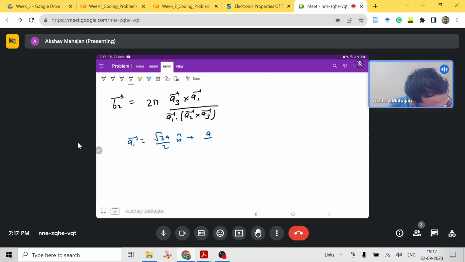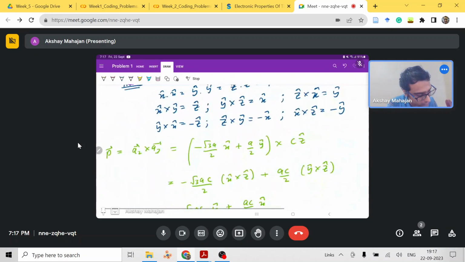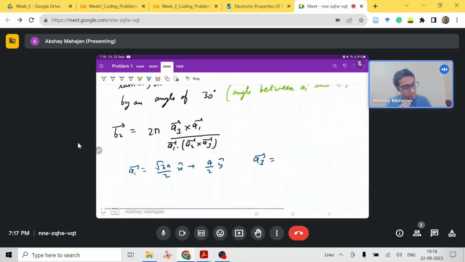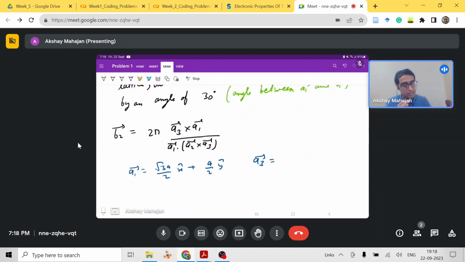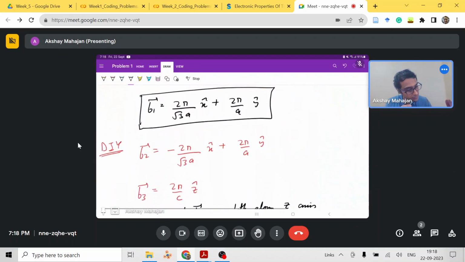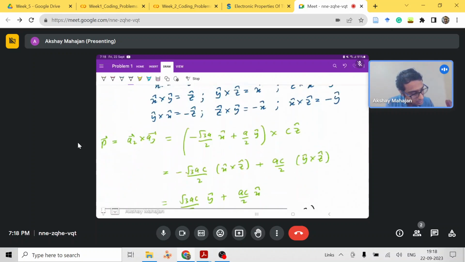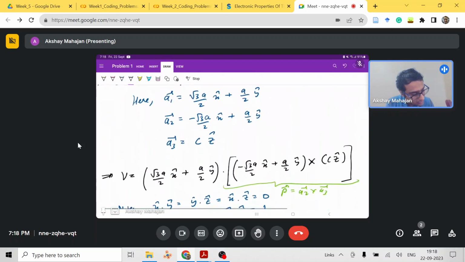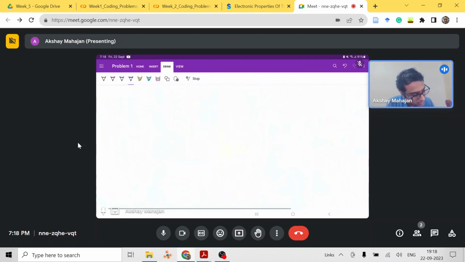plus a by 2 y cap, and our a3 vector, that is given by c times of z cap. So for the b2 vector, it is given by 2 pi times a3 vector cross a1 vector divided by a1 vector dot a2 vector cross a3 vector.